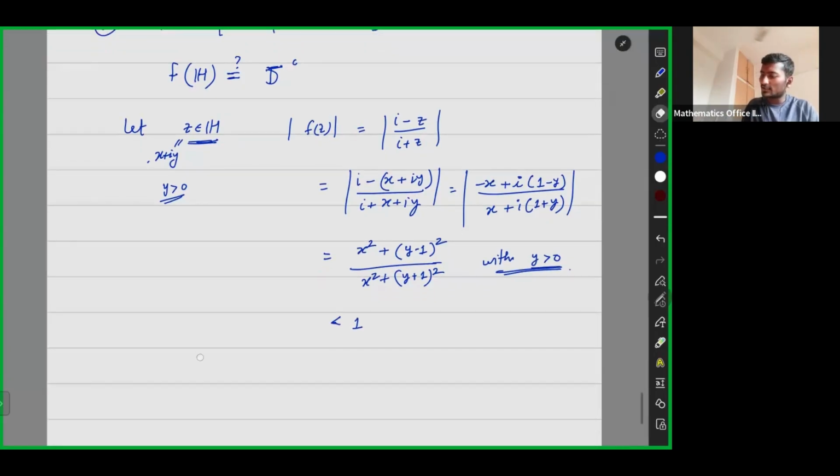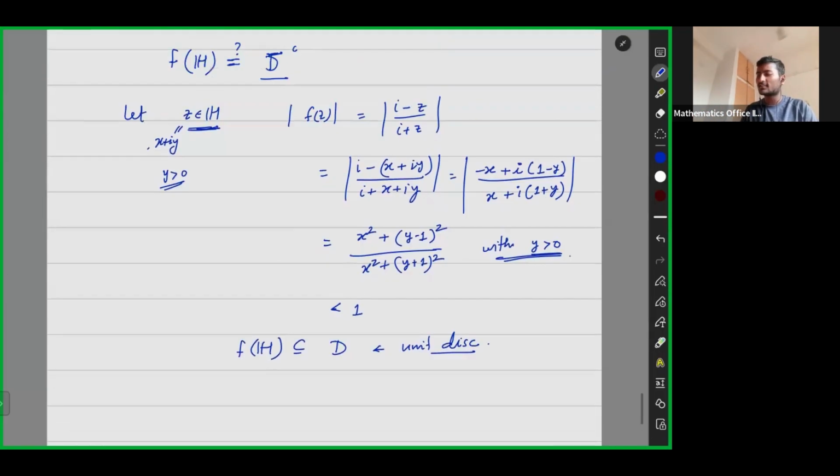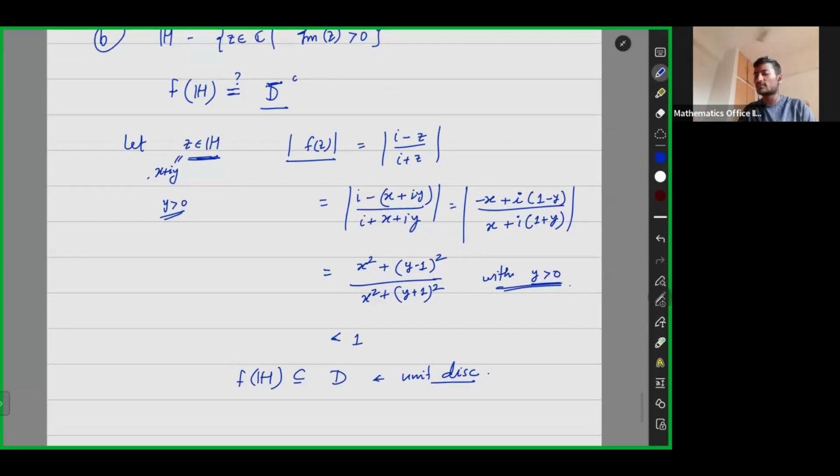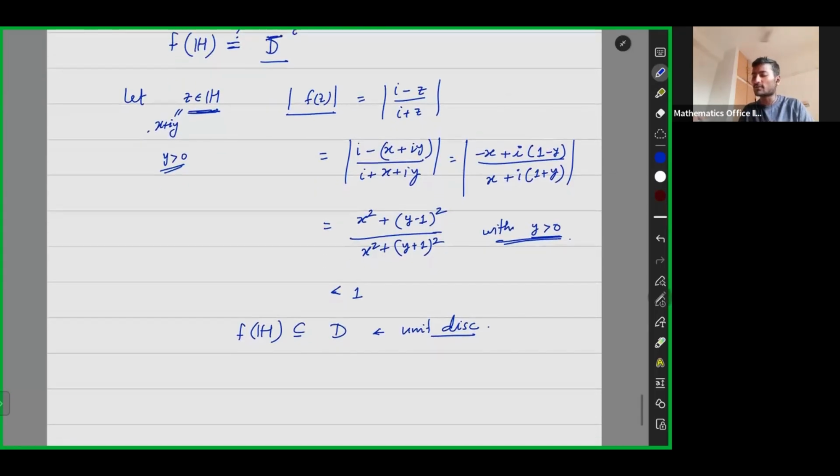And this shows that whatever z you take inside H, f of H is contained inside the unit disk. So how can it be equal to the complement of the closed unit disk? The whole upper half plane is going inside the unit disk, because we're taking modulus of them, and they're smaller than 1. So f of H is contained inside the unit disk. Fine, so this is wrong.